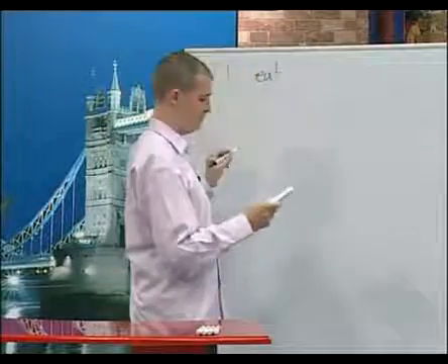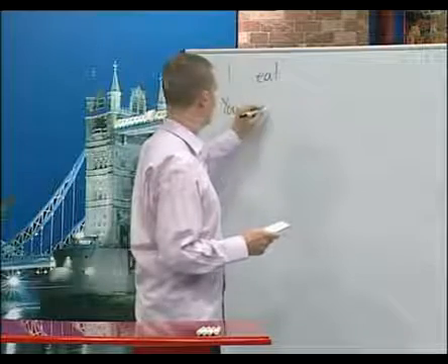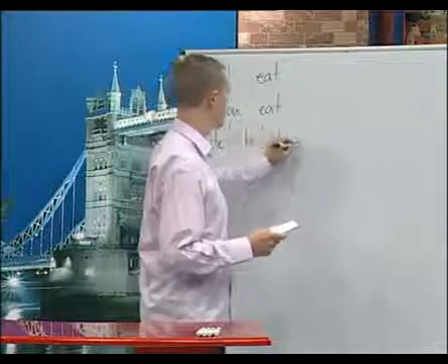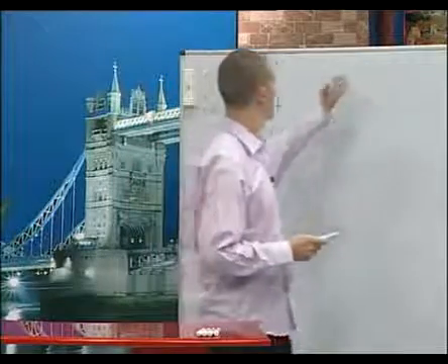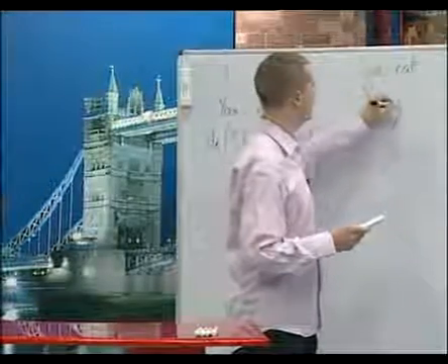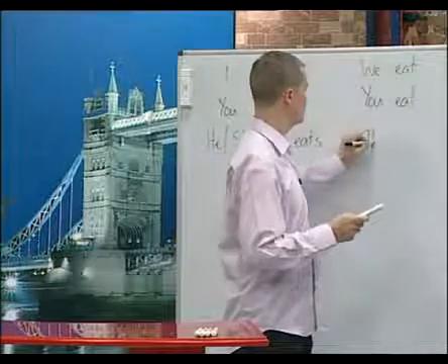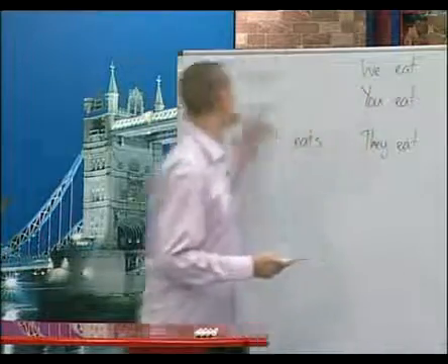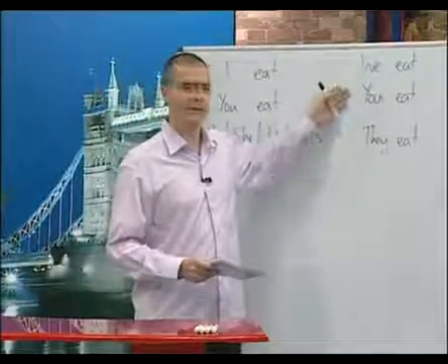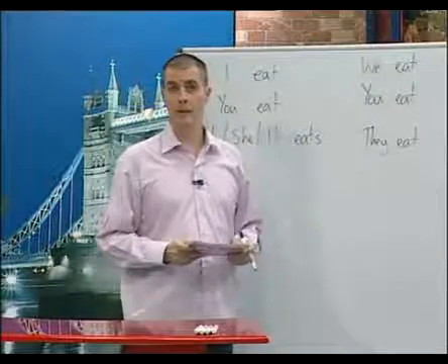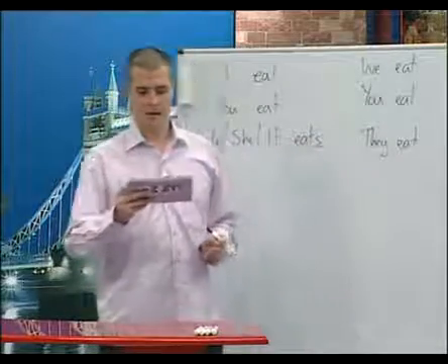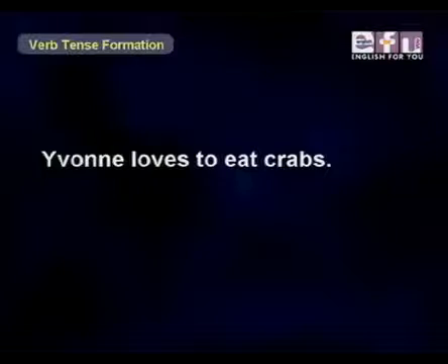I eat, you eat, he, she, it eats, we eat, you eat, they eat. Now the verb after he, she, or it has a final S. For example, Yvonne loves to eat crabs.